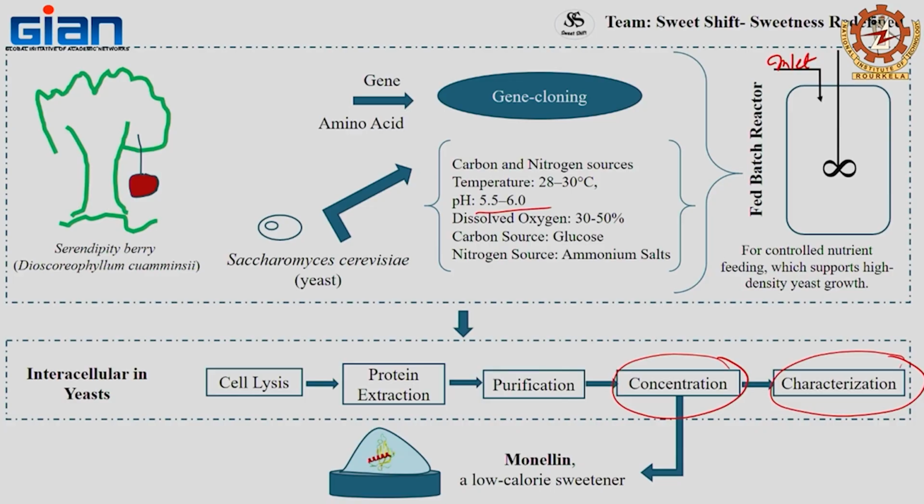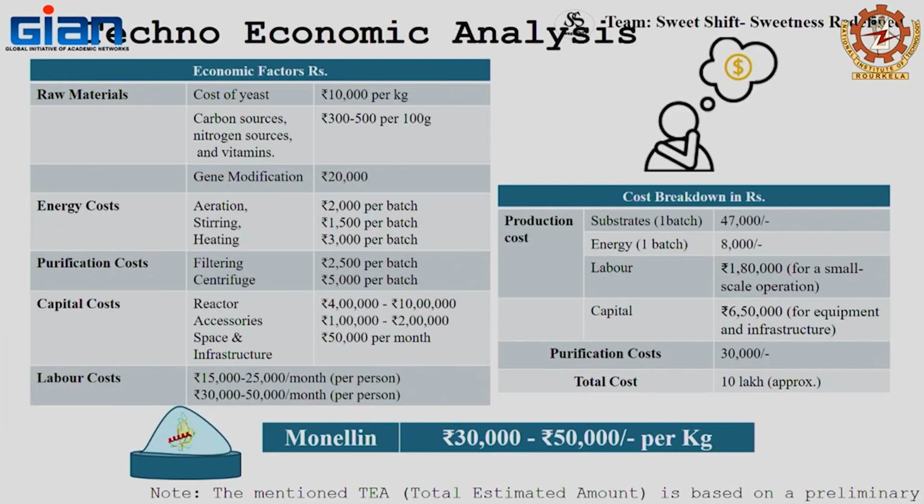So coming to the next slide, I went for the techno-economic analysis, a preliminary study regarding whether it can be feasible to make this product. I considered factors like raw materials, the cost of yeast, the carbon sources, and the gene modification. Suppose you give it to a company or someone, they will do the gene modification, and we need to know how much they will charge.